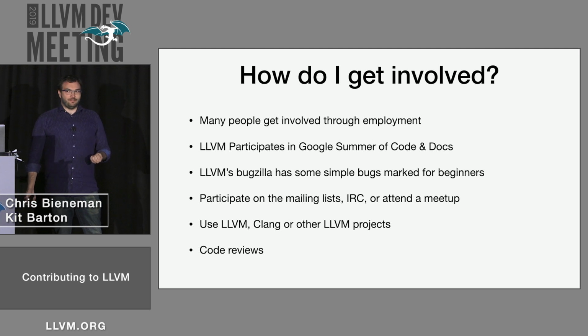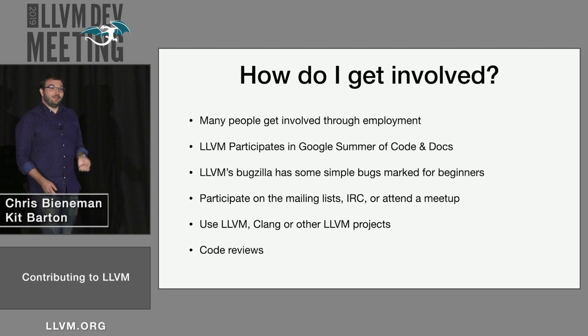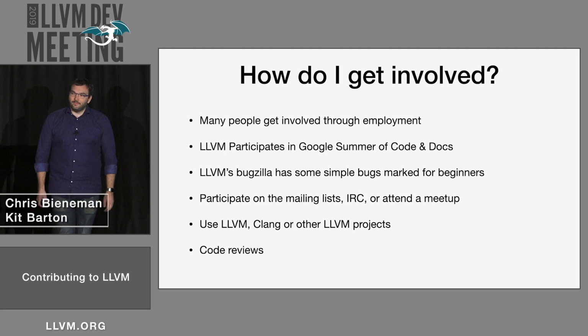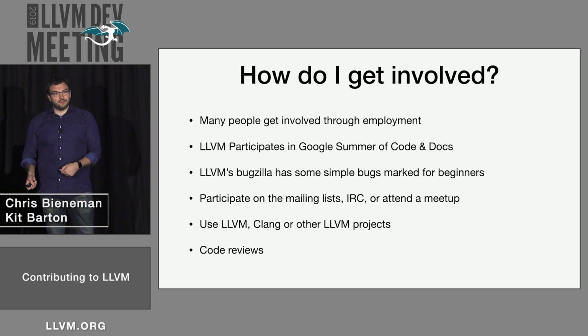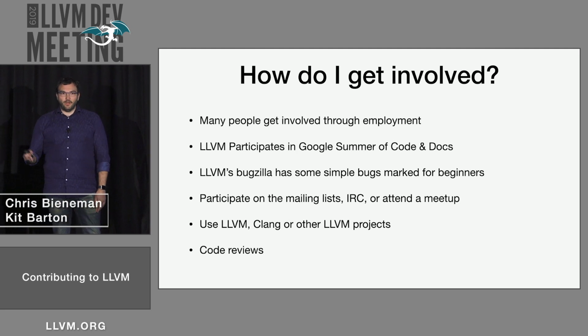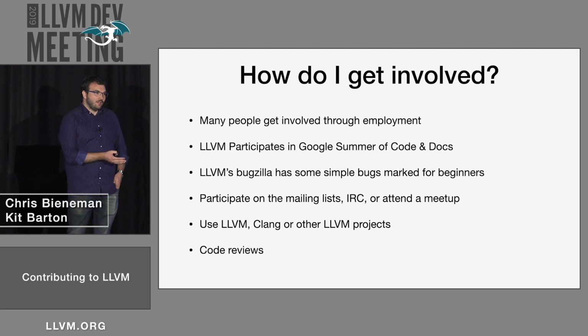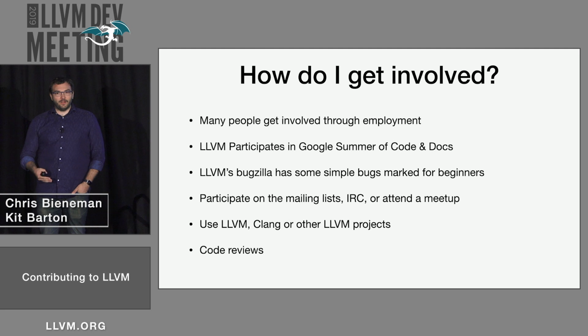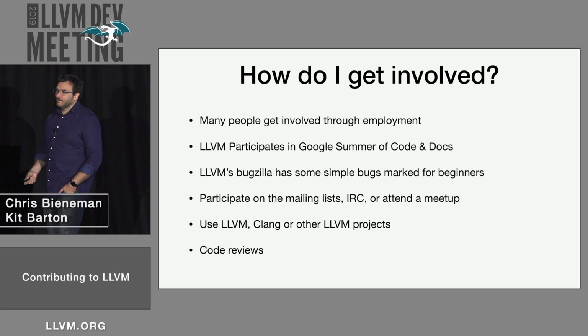So how do you get involved? Starting off, many people get involved through their jobs. We also have participation in the Google Summer of Code and Season of Docs, which are great ways for people who are not entirely sure where to start to come in and get a mentor and start working on the project. We also have bugs marked in our bug tracking system as things that someone in the community thought would be a useful place to start. They're simple bugs, should be digestible and easy to get into.